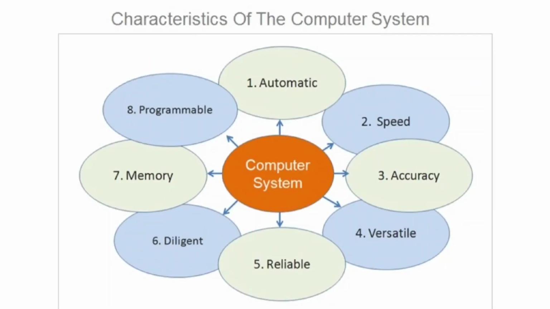Here you can see the characteristics of the computer system, and why we are using it in the digital world: automatic function, speed, accuracy, versatile, reliable, diligent, memory, programmable, everything. Diligent means you can get the process done accurately. So for these purposes we are using the computer system in the digital world.